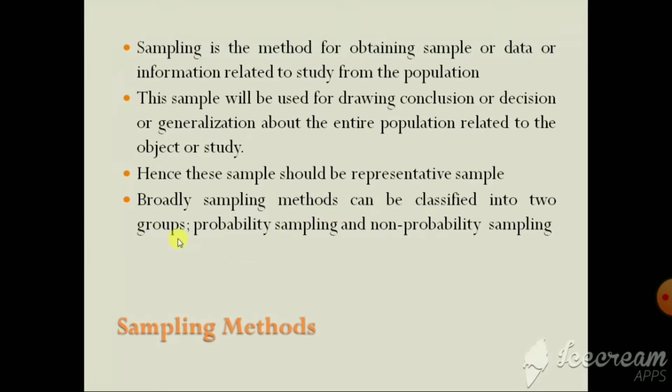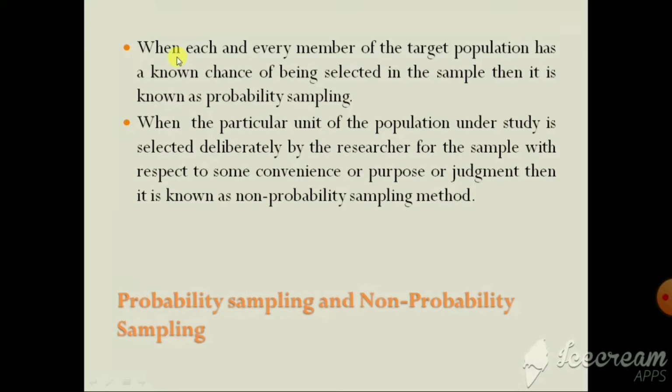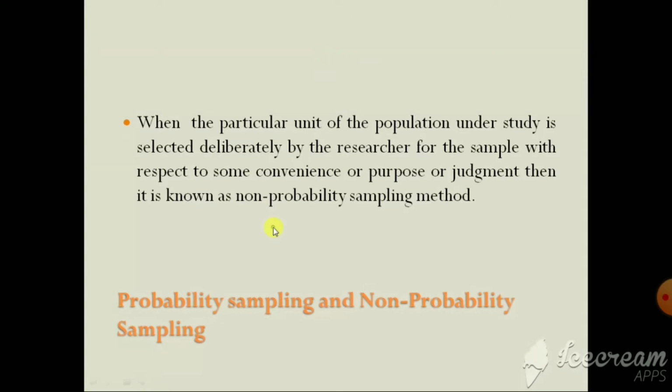Broadly, sampling methods can be classified into two groups. One is probability sampling and the other is non-probability sampling. Probability sampling is when each and every member of the target population has a known chance of being selected in the sample. On the other hand, when particular units of the population under study are selected deliberately by the researcher for the sample with respect to some convenience or purpose or judgment, then it is known as non-probability sampling method.